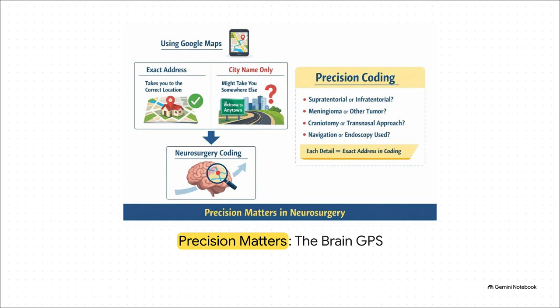It's not enough for a neurosurgeon to just know a tumor is somewhere in the frontal lobe, right? They need the exact X, Y, and Z coordinates to reach that pathology while entirely avoiding the critical functional areas of the surrounding brain tissue.